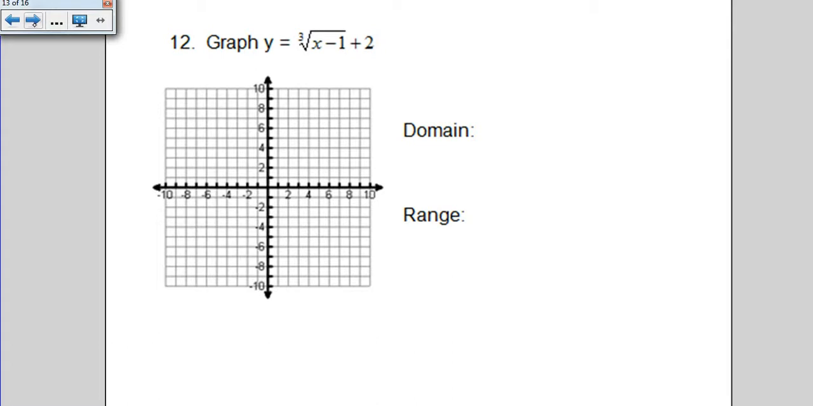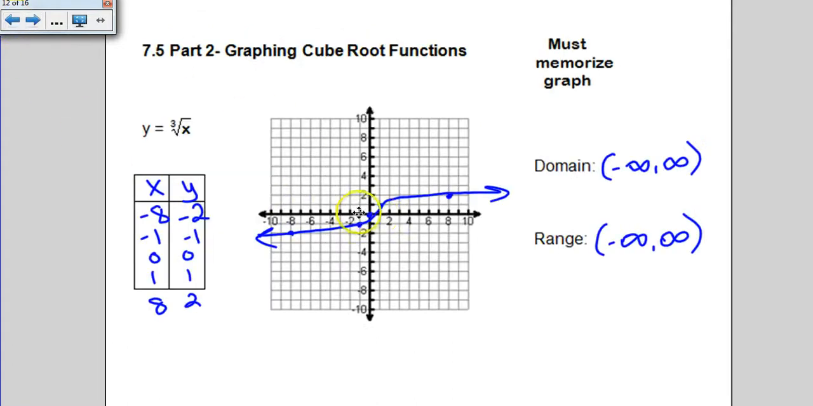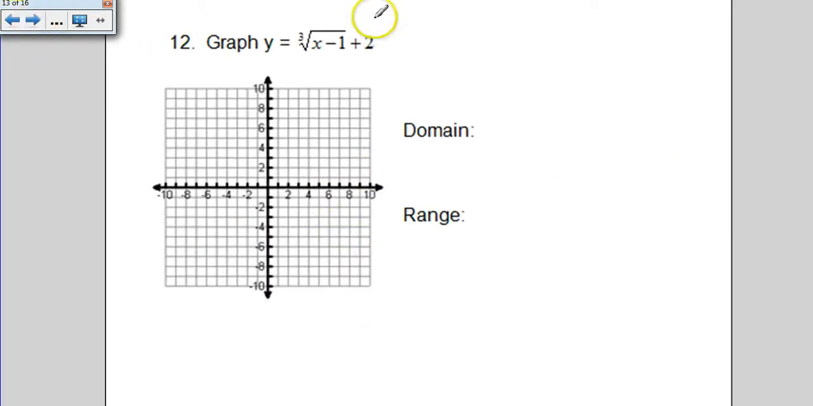So this graph normally has a middle toggle point at 0, 0. You'll notice right here at 0, 0. So that's what I'm going to plot first once I figure out the shifts. So here for number 12, this was shifted right 1 and up 2. So instead of starting at 0, 0, we're going to shift it right 1 and up 2.